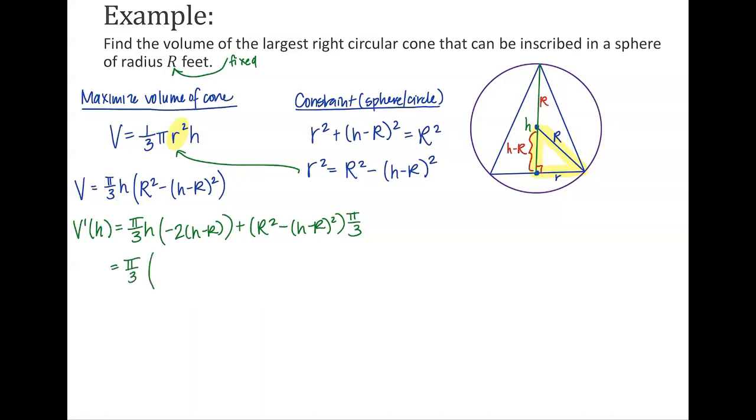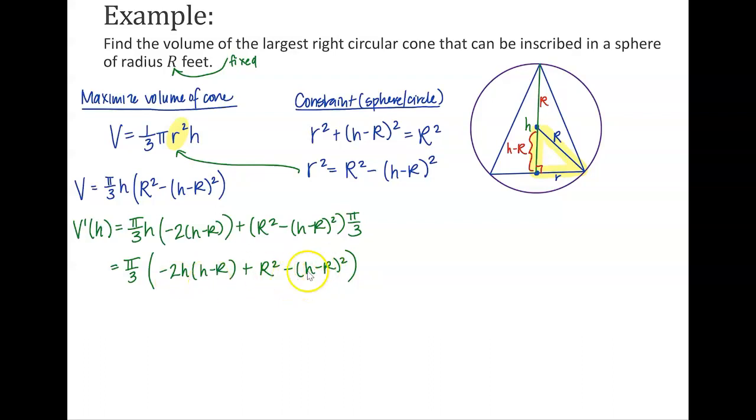So what I'll have is -2h times the quantity h minus capital R, plus we'll have capital R squared minus the quantity h minus capital R squared. So I factored out that pi over 3, so all that was left with this term, and it doesn't need parentheses around it because it's just being added, each of these terms.